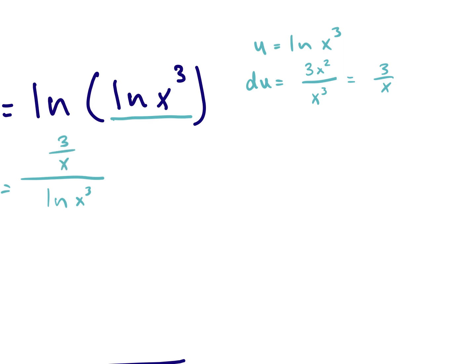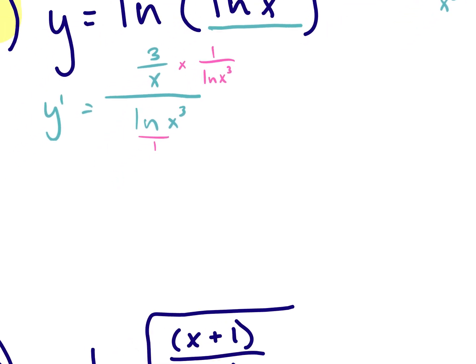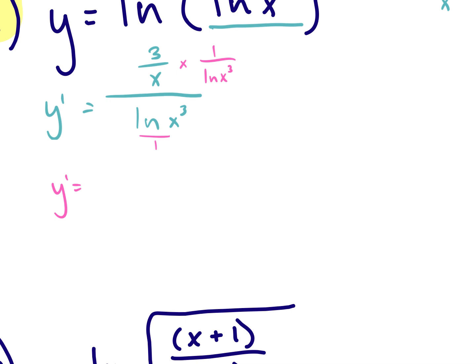Now we can't leave our answer like this because we have a fraction and a fraction. How would we simplify? Keep, change, flip. So I'm going to keep the top, change multiplication. We're going to flip the bottom to 1 over ln of x cubed. So then we would get 3 over x times the ln of x cubed. So that would be our answer.